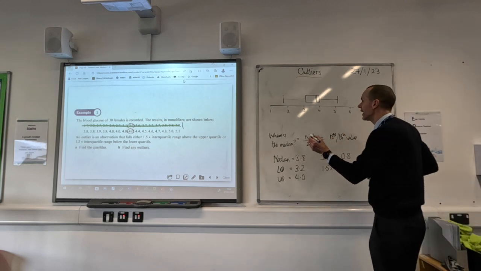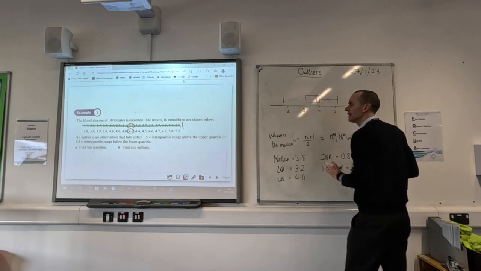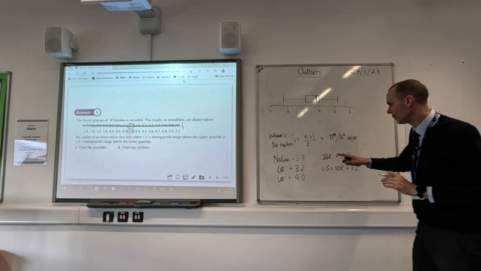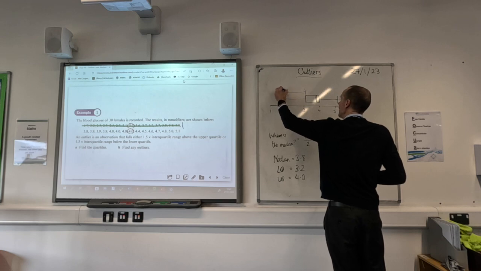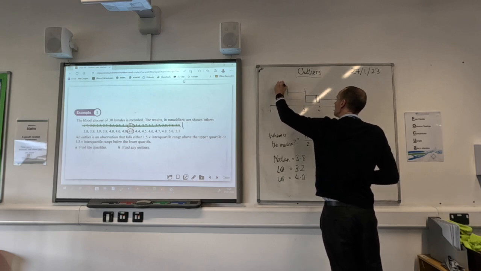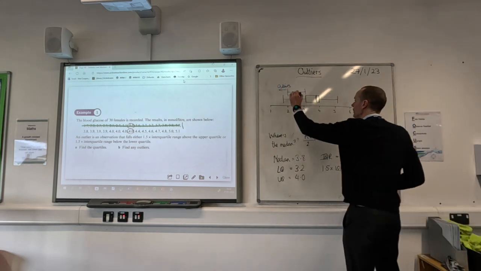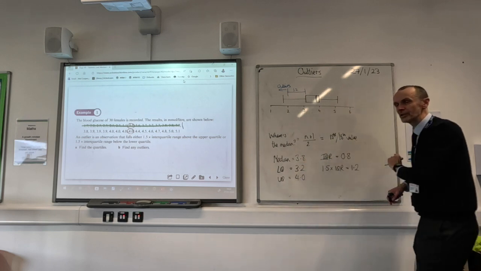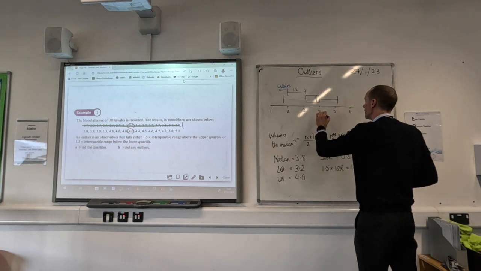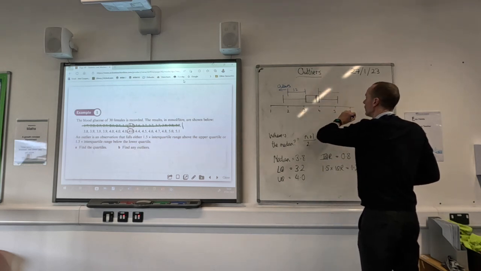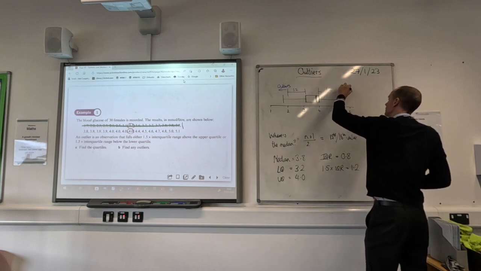So outliers are values which are more than 1.2 away from my lower quartile. My lower quartile is 3.2, so any value below 1.2 under the lower quartile is an outlier. And similarly, the upper quartile is 4.0, so any values bigger than 1.2 above the upper quartile will also be outliers.